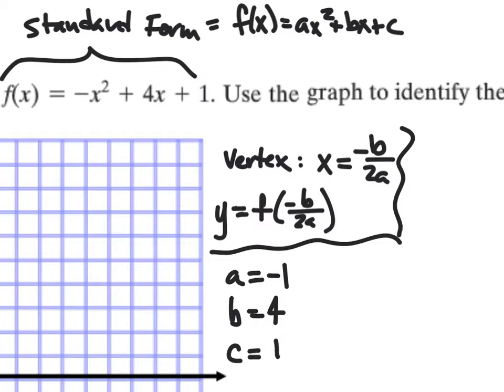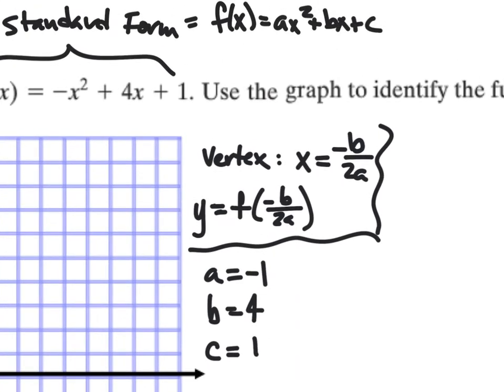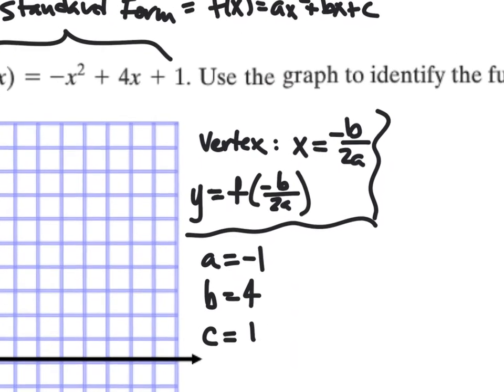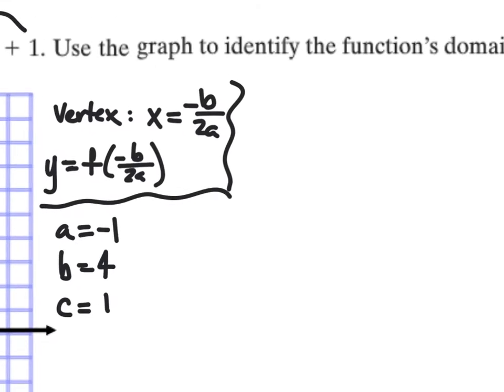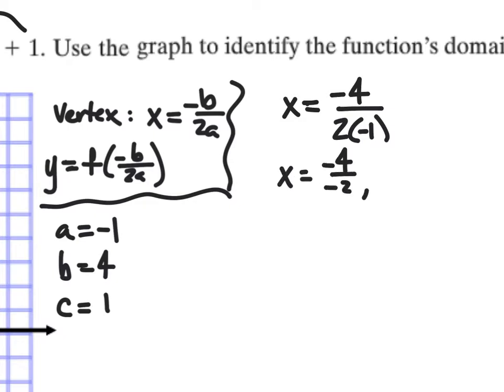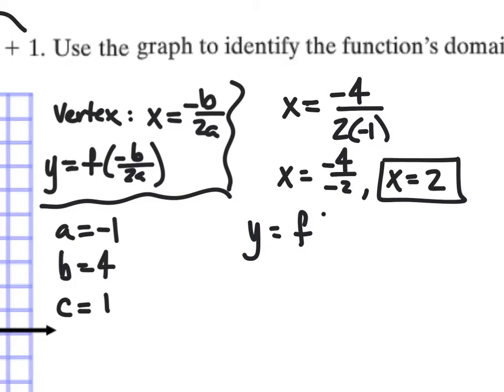Okay. So we can tell a couple of other things, but let's just first find the vertex of what we have. So x is going to equal opposite 4, opposite b is 4, over 2 times a, so 2 times negative 1. So now I've got that x is equal to negative 4 over negative 2. So then I get that x is equal to 2. So that's the x value of my vertex. Now what I want to do is plug this value in. So for my y value, I'm going to plug in f of 2.